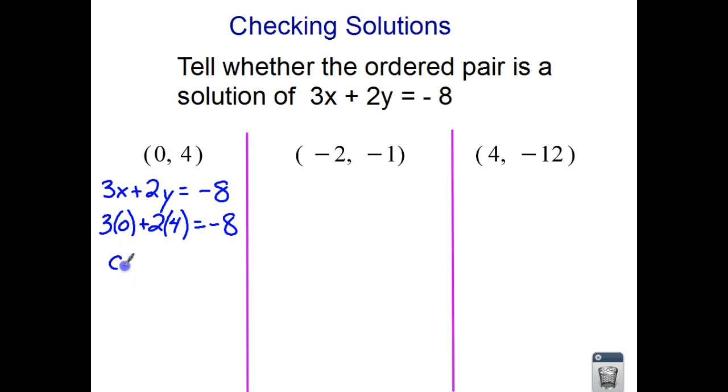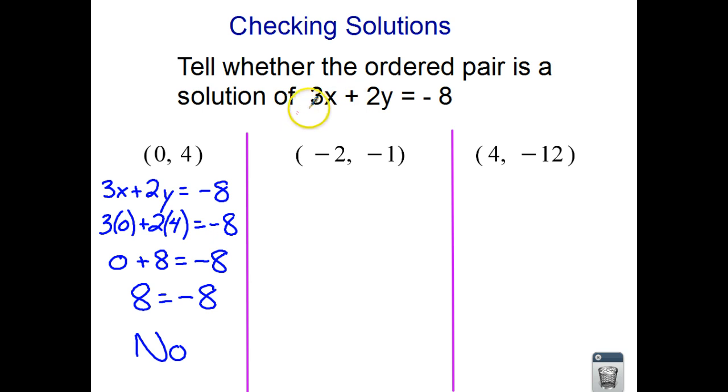So 3 times 0 is 0. 2 times 4 is 8. Is 8 equal to -8? Let's see, is 8 equal to -8? So this is no. Not a solution. The ordered pair 0, 4 will not be on the line when we graph 3x plus 2y equals -8. And later on in this video, we're going to be graphing these awkward looking equations. So we'll substitute again. Let's just check this particular point. This is practice, substituting in variables and solving mathematically.